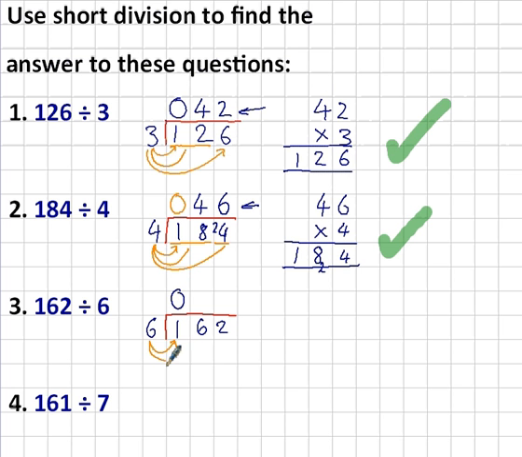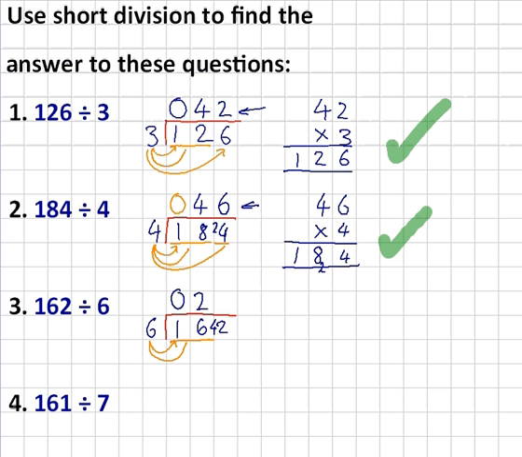6 into 16 does go. The reason why I'm using the 1 now in the 16, if it wasn't clear, is because it didn't go into 1, so I'm going to have to try 1 and 6 together, which is 16. Okay, 6 into 16 goes 2 times, but there's a remainder of 4. Yeah, 6 times 2 is 12, and then 12 count up to 16. There's a remainder of 4 there.